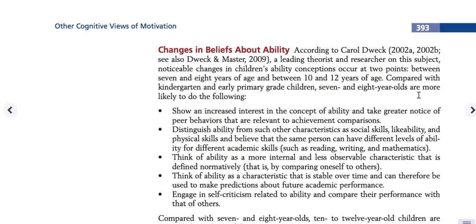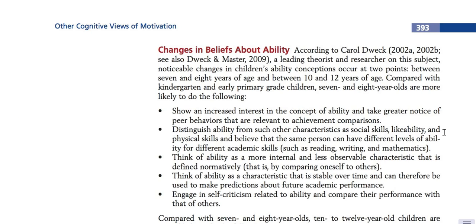According to Carol Dweck, a leading theorist and researcher on this subject, noticeable changes in children's ability conceptions occur at 2 points: between 7 and 8 years of age and between 10 and 12 years of age. Compared with kindergarten and early primary grade children, 7 and 8-year-olds are more likely to do the following: show an increased interest in the concept of ability and take greater notice of peer behaviors that are relevant to achievement comparisons. Distinguish ability from such other characteristics as social skills, likability, and physical skills, and believe that the same person can have different levels of ability for different academic skills, such as reading, writing, and mathematics.